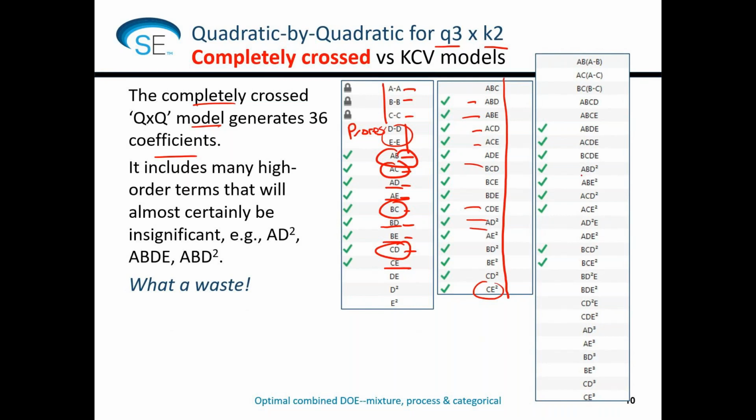All right, and then we've got fourth order terms now, because we've got the nonlinear blending term AB crossed with the interaction of DE, and so it's getting worse and worse, all the way up to fourth order. So here's the fourth order, third order, and the first and second order. That's a lot. And it turns out that these high order terms, certainly the third and fourth order terms, will almost certainly be insignificant. So we're spending effort to generate degrees of freedom to estimate those terms that are a waste.